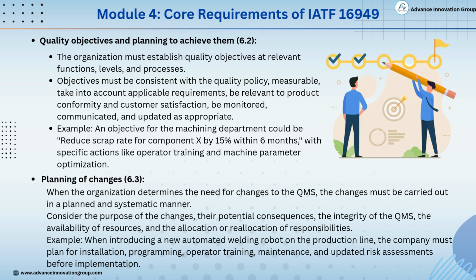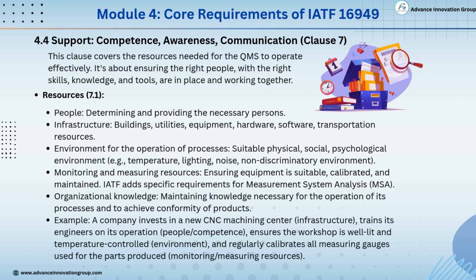In this clause, we focus on the essential resources required to run the quality management system effectively. It's not just about machines or buildings, it's about the right people with the right skills and the right environment. First, we ensure we have the necessary people. Then, infrastructure like buildings, utilities, and transportation comes into play. The working environment must be physically and mentally safe, with appropriate lighting, noise control, and inclusivity.